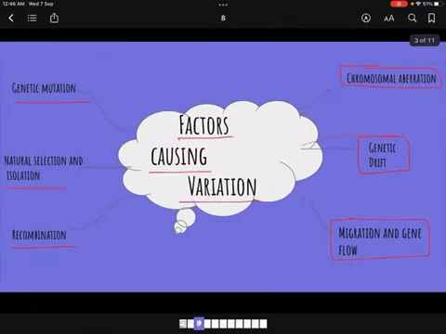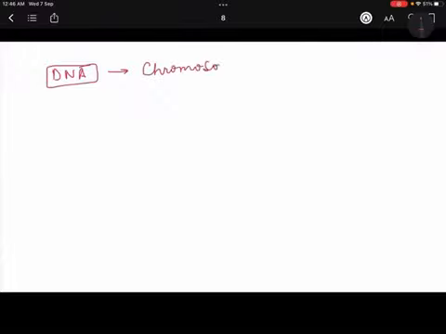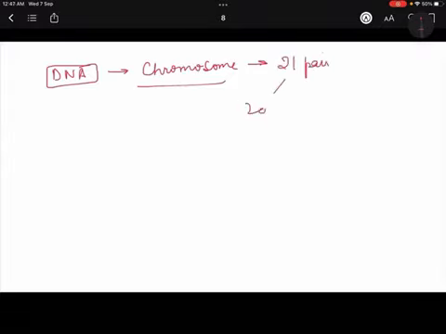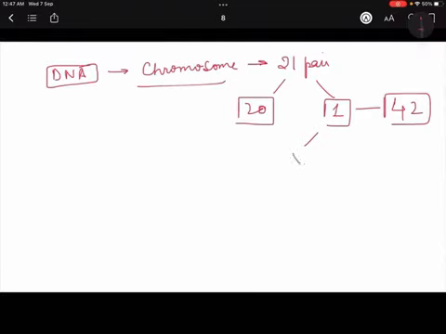Next is, let's first do the chromosomal aberration. What is chromosomal aberration now? We all know that the information in the genes is encoded in the DNA, and DNA is a part of our chromosome. It is stored in the chromosomes. So now we have 21 pair of chromosomes, in which 20 pairs are autosomes and 1 pair is a sex chromosome. So total pairs are 21 and total chromosomes are 42, in which the sex chromosomes can be either XX or XY. So this you now understand.